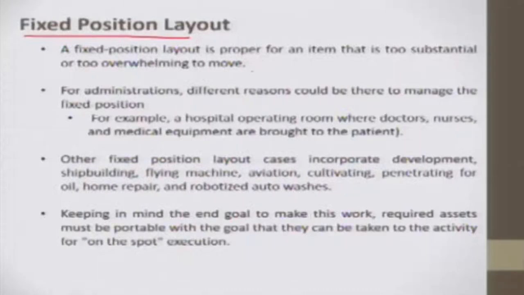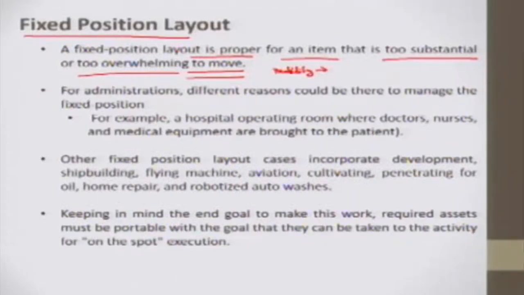Fixed position layout can be proper, or can be good, for an item or a product that is too substantial or too overwhelming to move. That is, the mobility is zero, close to zero.